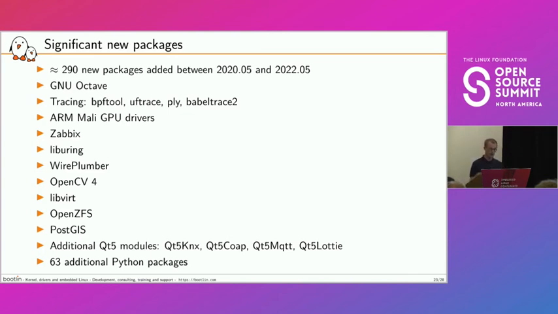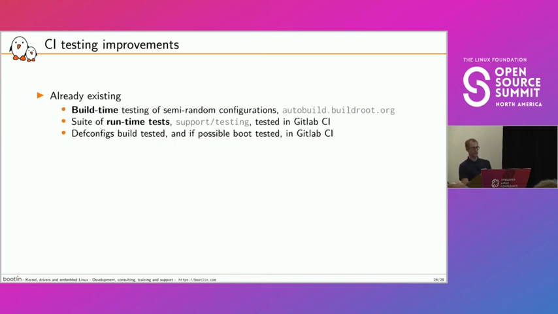We have tracing utilities, that's pretty strong. Liburing for doing io_uring things with the kernel. Zabbix for monitoring. Wireplumber to do audio together with, what's the name? I'm gonna forget it. OpenCV and new Qt 5 modules, obviously a lot of Python packages as well. So that's it for packages.